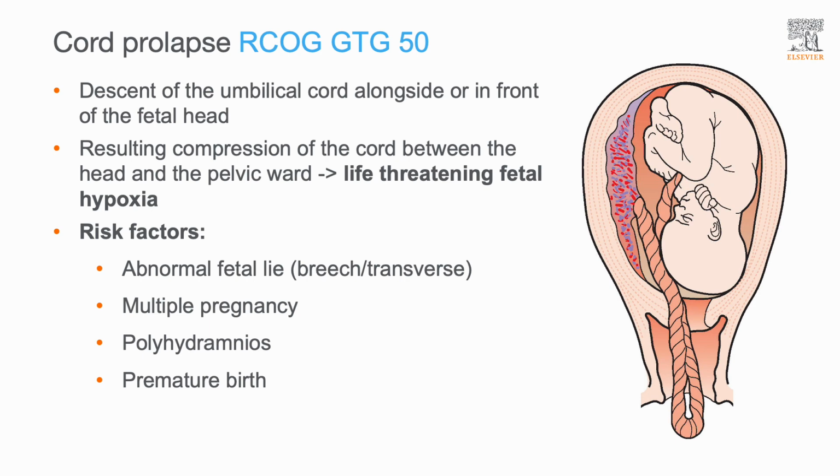Umbilical cord prolapse describes descent of the umbilical cord alongside or in front of the fetal head. This results in compression of the cord between the head and the pelvic wall with maternal uterine contractions and life-threatening fetal hypoxia. Risk factors include any abnormal fetal lie, so any breech or transverse position, multiple pregnancy, polyhydramnios, which increases the risk of an unstable lie, and premature birth.